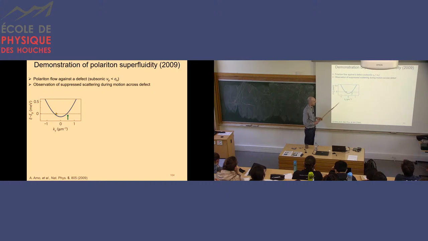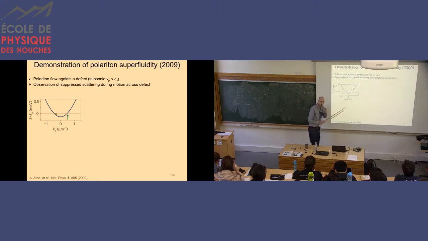They started in the linear regime. The yellow dot represents where you excite. So you excite at a given k to make a flow of polaritons, slightly detuned from the blue line, which is the linear polariton dispersion.